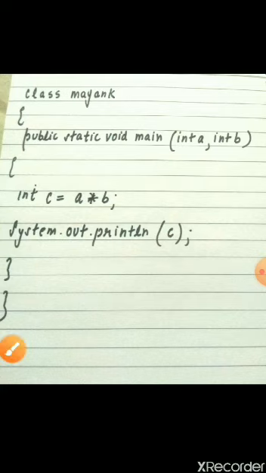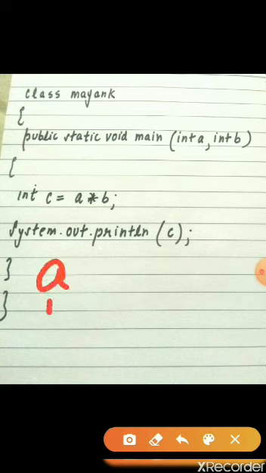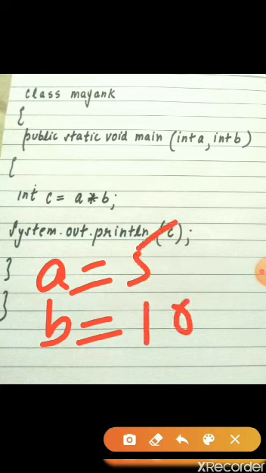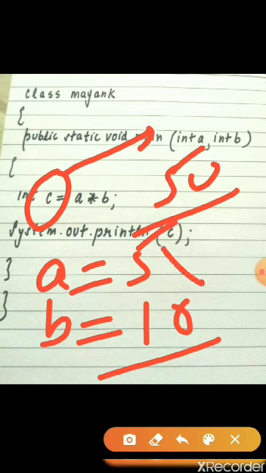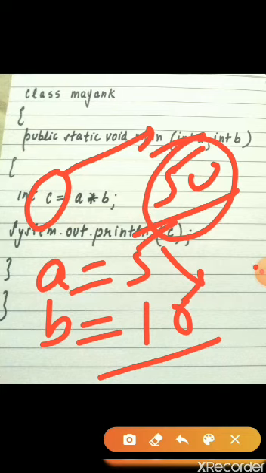Now I am just telling you that the value depends on you. You can change the value also. Suppose you give the value of a as 5 and the value of b as 10. When you multiply these two numbers, what is the answer? 50. And 50 will come in the c variable, and that variable we are printing. So finally we get 50 as the answer on the screen.